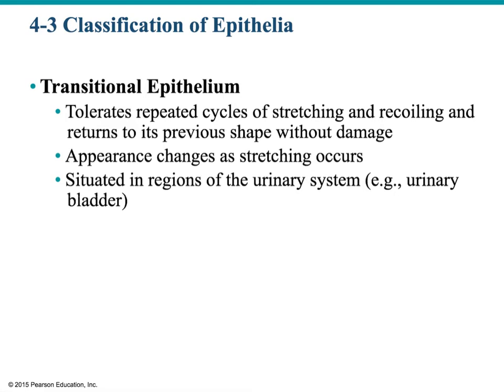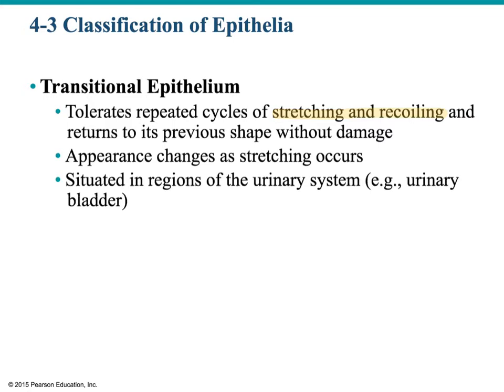Another type of epithelial tissue is transitional epithelium. Transitional epithelium tolerates repeated cycles of stretching and recoiling and returns to its previous shape without damage. To note, stretching and recoiling, that's important there. That's going to help it change the appearance as stretching occurs.